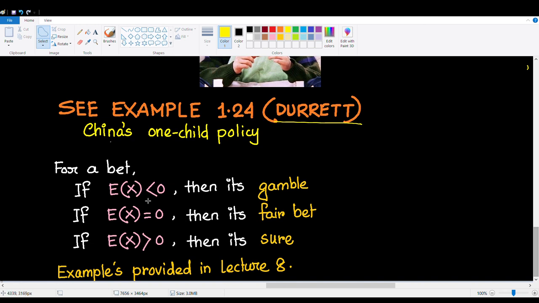So for a bet, if E of X is less than 0, then it's a gamble. Okay, so when the expectation is negative, then you can call it a gamble. If E of X, or mu, equals 0, that means it's a fair bet. And if E of X is greater than 0, then it's a sure win. Okay, so you are going to need this idea to solve a few problems in future, and the examples on it are provided in lecture 8.